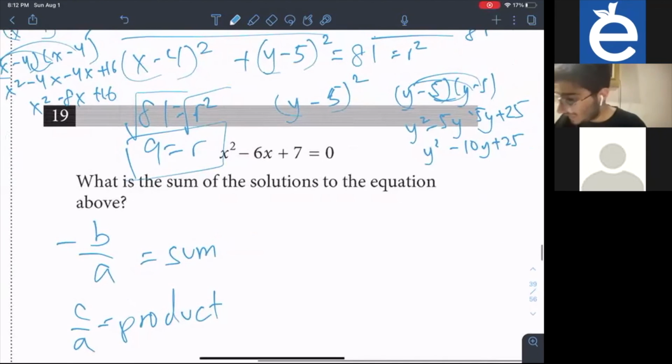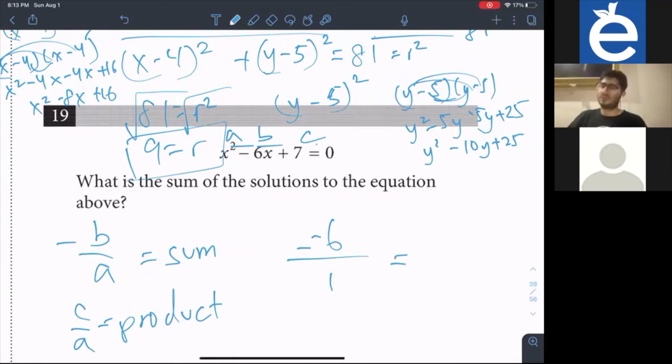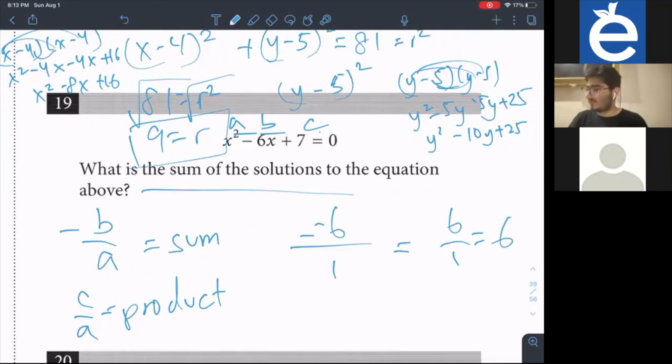If we do negative b over a, where this is a, this is b, and this is c, then negative b is negative 6, and a is 1. Negative negative is just positive, so it becomes 6 over 1, which is just 6. That is the sum of the solutions.